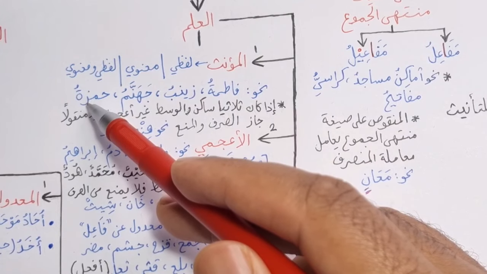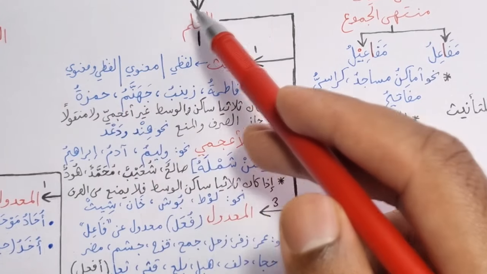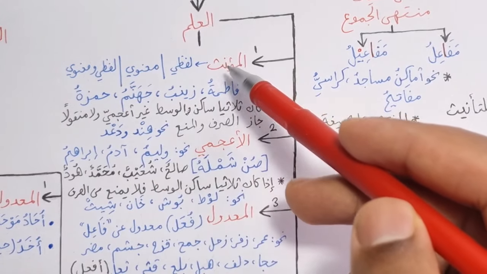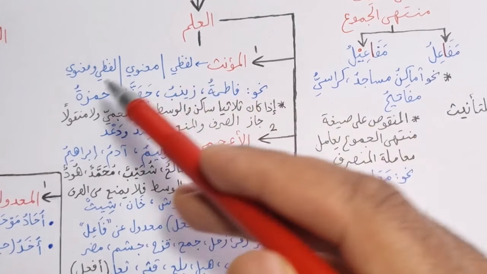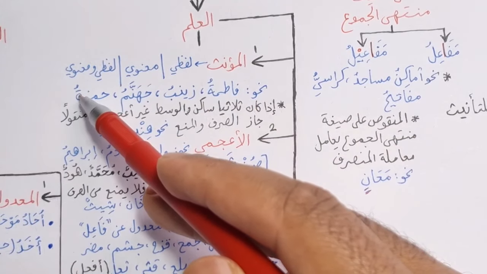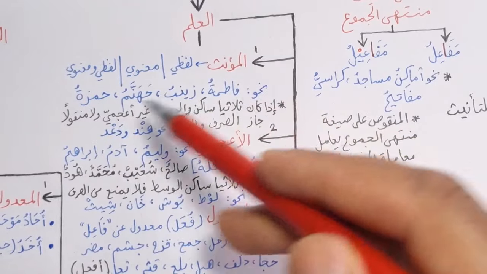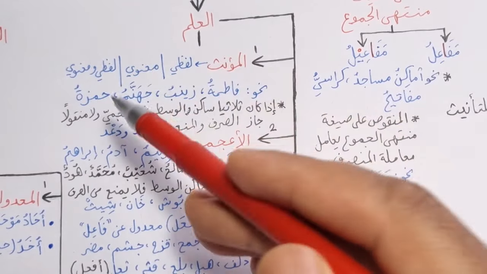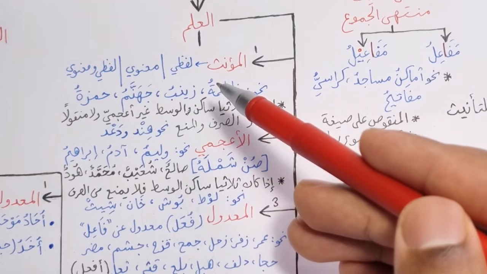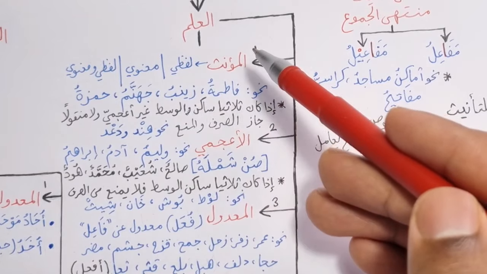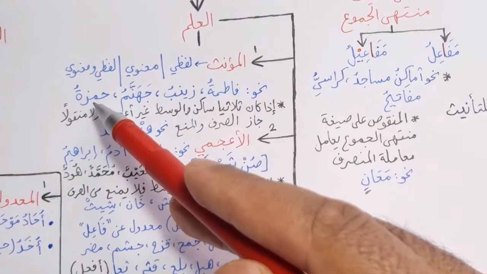Hamza, although it's the name of a man, it's mamnu' min as-sarf because it's alam mu'annath. How is it mu'annath? It's mu'annath in lafz, because it has ta marbuta. Any noun which has ta marbuta, whether it's the name of a man or name of a woman, is automatically going to be mamnu' min as-sarf. Any name of a woman is going to be mamnu' min as-sarf regardless if it has ta marbuta or not.